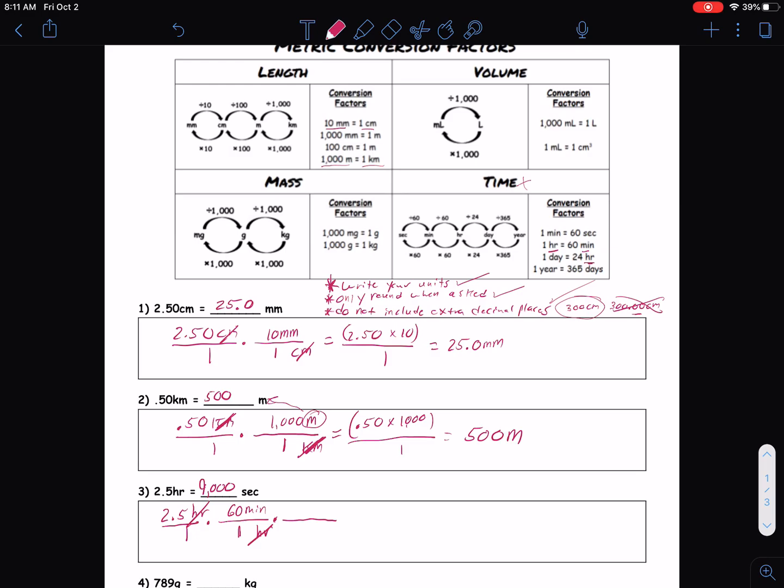Hours cancel. Well, we're not quite at seconds yet. Minutes is left. So we're going to look back at our conversion factors, and yep, we can go from minutes to seconds. So we're going to get 1 minute equals 60 seconds. There we go. Seconds are left. The only thing left now: multiply everything in the numerator together. 2.5 times 60 times 60 all over 1, because 1 times 1 times 1 is 1, equals 9,000 seconds.